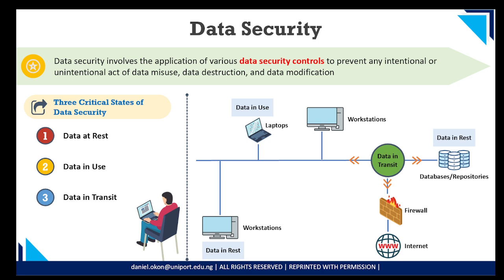We have several ways when we talk about the state of data. Please, this is very important for yourself and for exam purposes. Data security has three critical states. When we are talking about data, it's three. Number one, data at rest. When we say data at rest, it is data residing maybe in your phone, in a flash drive, in a system. The data is at rest.